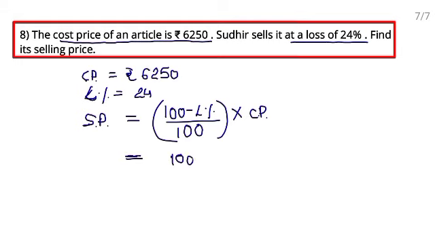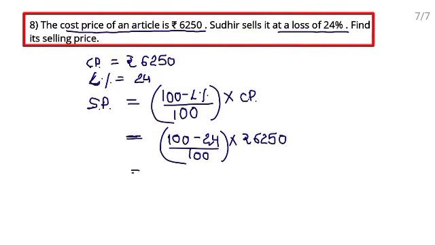Put the values. 100 minus loss percent is 24 upon 100 multiply CP is rupees 6,250. It becomes 100 minus 24 is 76 upon 100 multiply rupees 6,250.